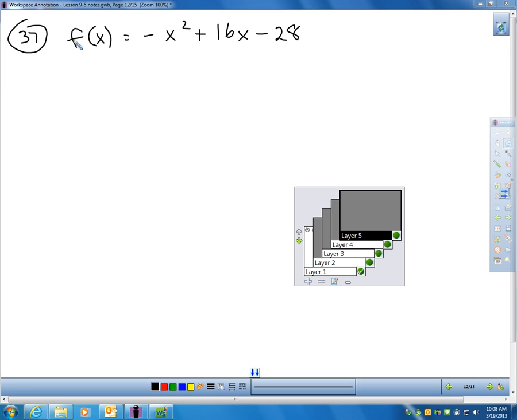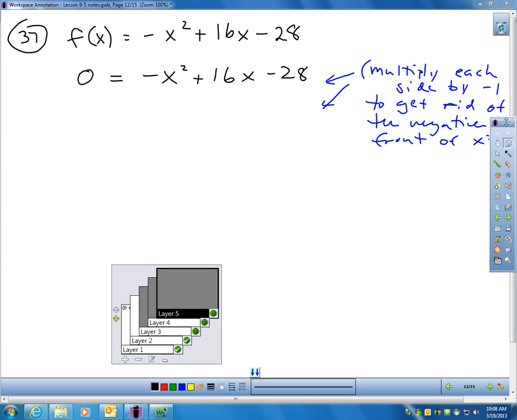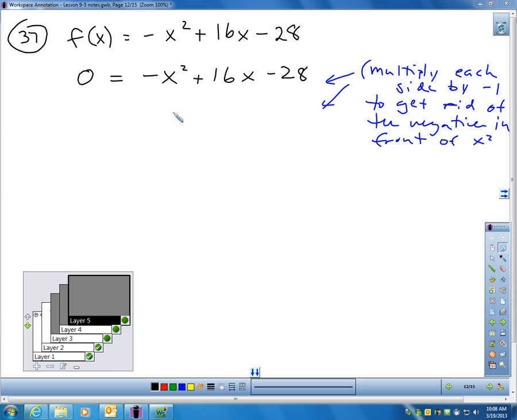Here's another one. f of x equals negative x squared plus 16x minus 28, and I want to find the zero of the function. So replace f of x with 0. Now remember, in this entire video, the lead coefficient has typically been 1. Well, this time it's not. It's negative 1. I don't want a lead coefficient of negative 1, I want a lead coefficient of 1. Well, it's very simple to fix this.